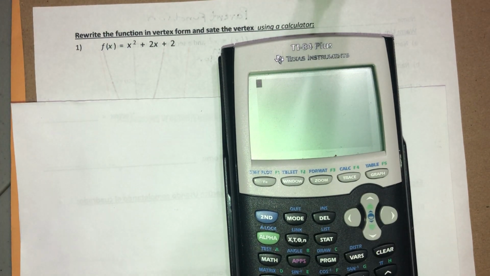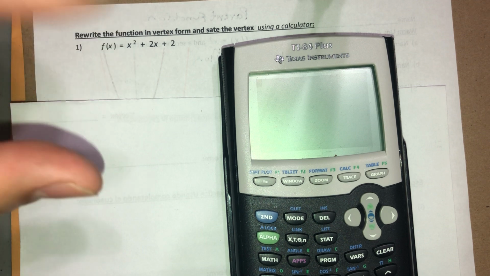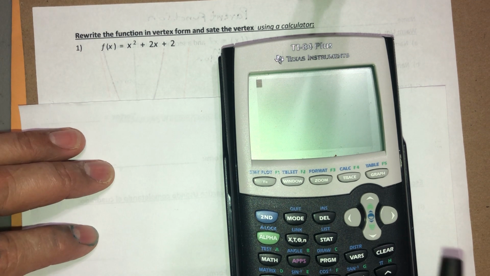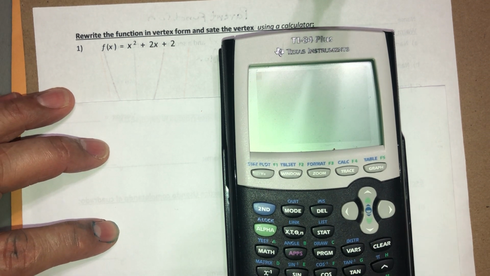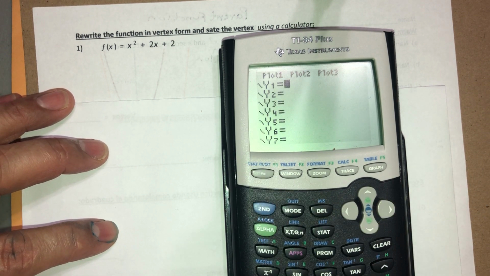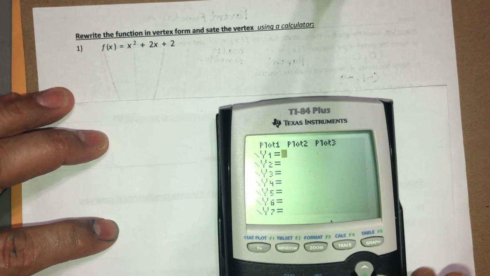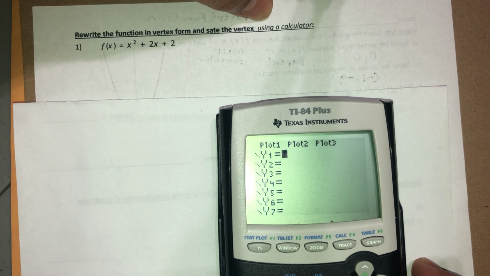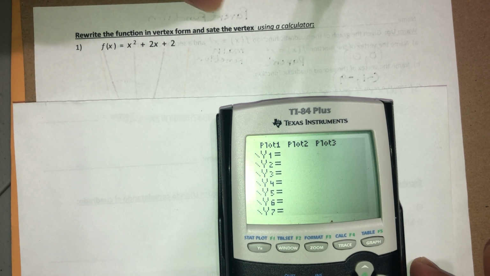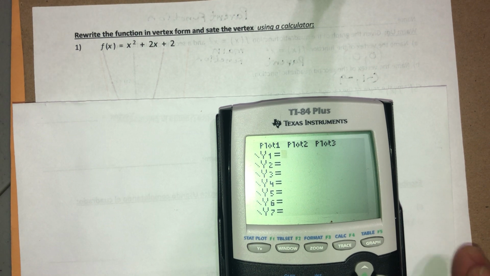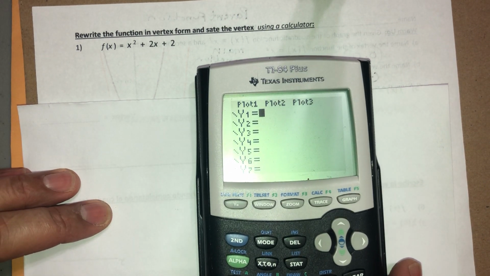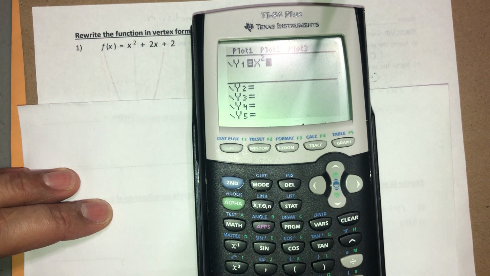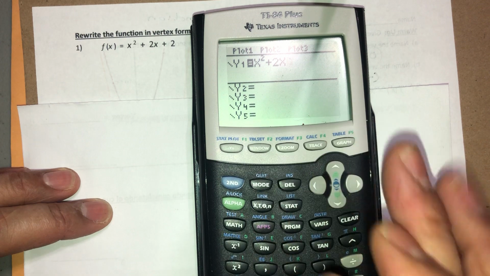And what is the advantage of that? Because when you graph something, if you go to the table, you're always going to start from 0. So you can move up or down whatever you need. Okay, so listen to my advice, please. So let's write the equation y equals. Look, rewrite the function in vertex form and state the vertex using the calculator. What it means is that we have to find the vertex first. So this is like the do now. So my equation is x squared plus 2x. Everybody knows how to enter this.